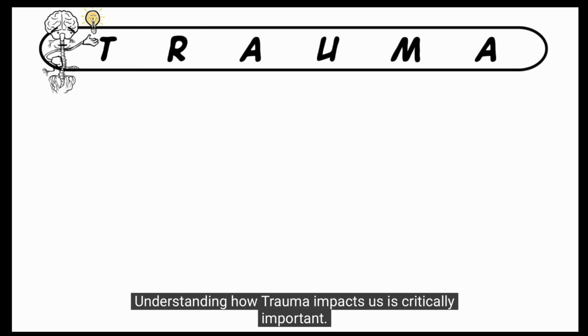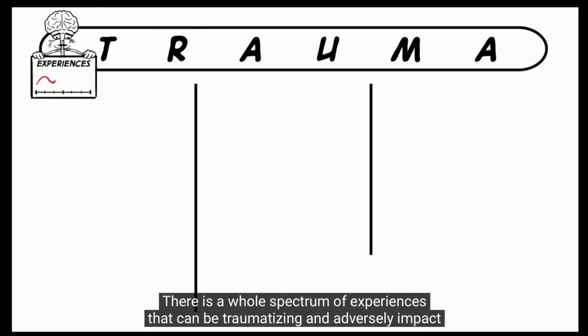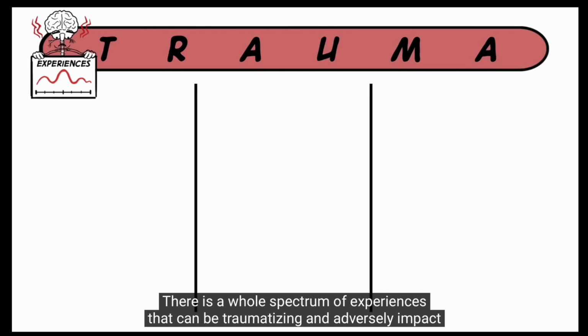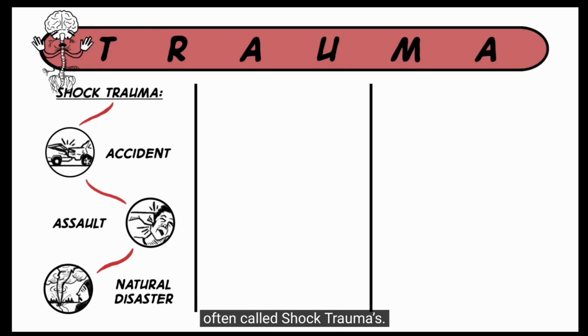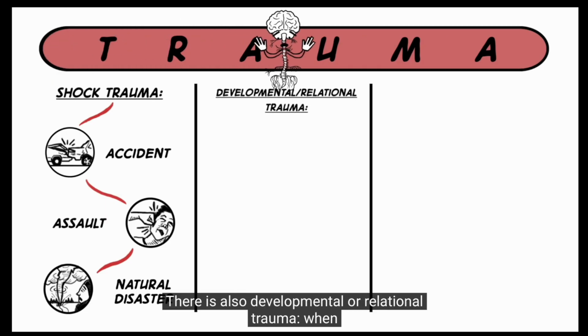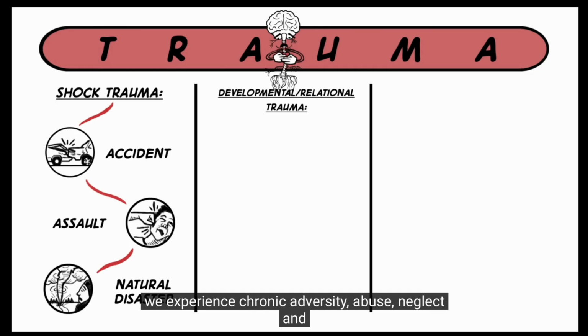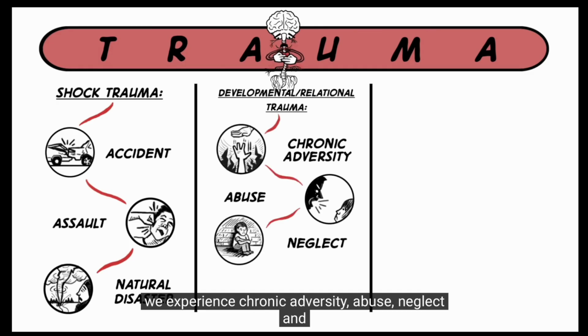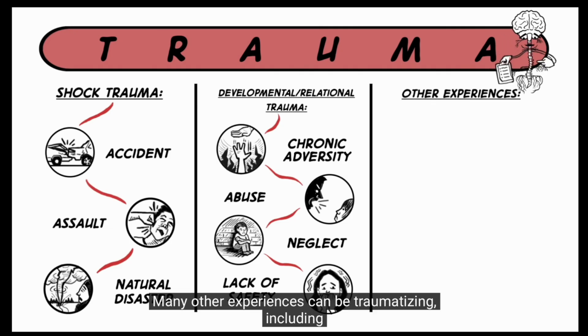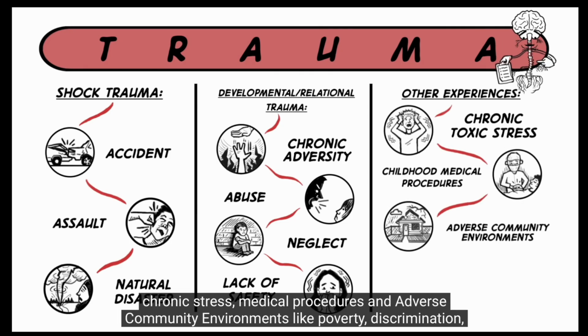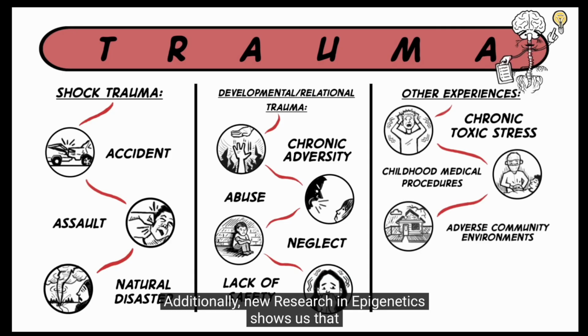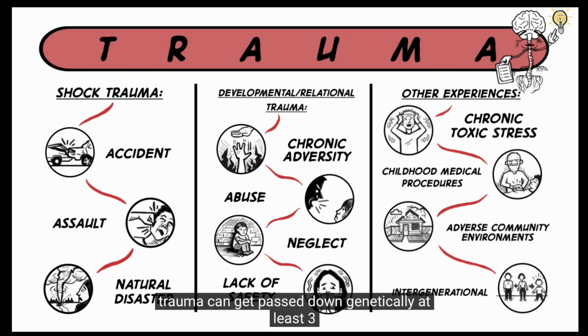Understanding how trauma impacts us is critically important. There is a whole spectrum of experiences that can be traumatizing and adversely impact ANS, like accidents, assaults, and natural disasters, which are often called shock traumas. There is also developmental or relational trauma, when we experience chronic adversity, abuse, neglect, and lack of safety while growing up. Many other experiences can be traumatizing, including chronic stress, medical procedures, and adverse community environments like poverty, discrimination, and violence. Additionally, new research in epigenetics shows us that trauma can get passed down genetically at least 3 generations.